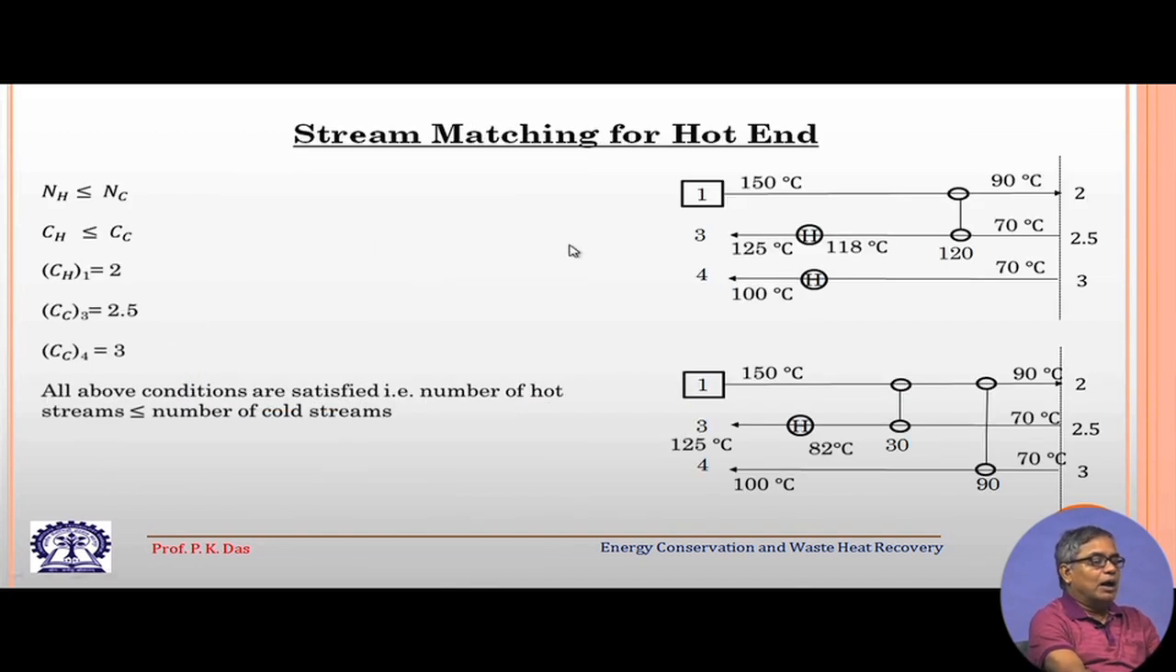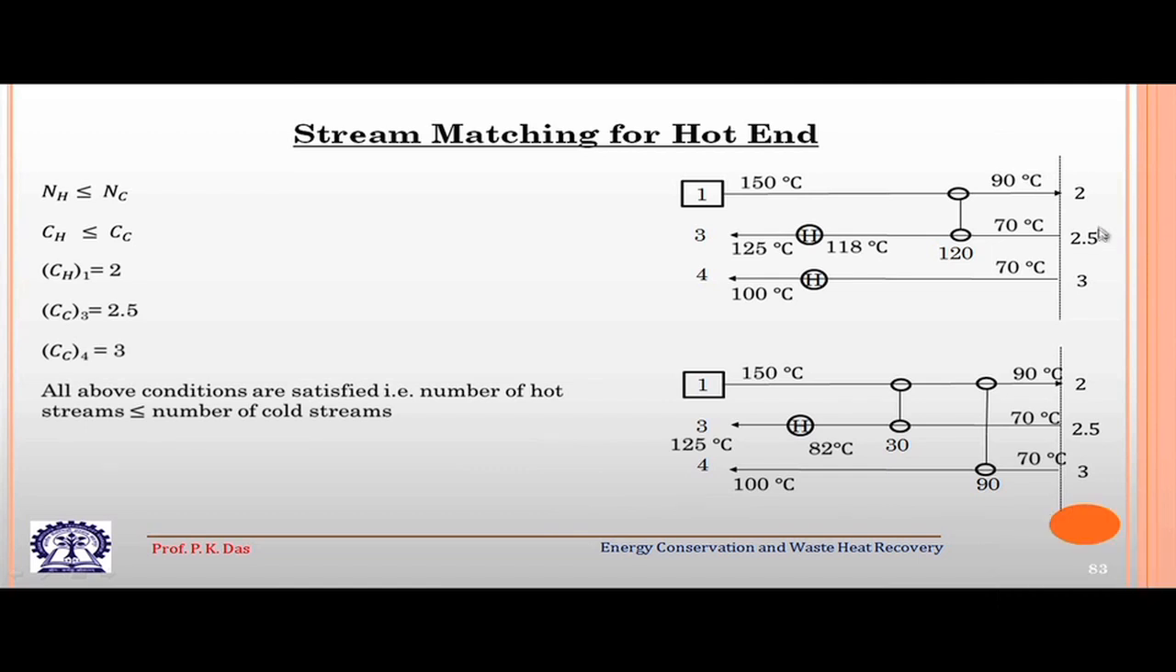So, this is the hot end. For the present problem at the hot end, there are three streams. One stream starts from 150 degrees Celsius and goes down to 90 degrees Celsius. Another, a cold stream, has its pinch point on the cold side at 70 degrees. So, one goes from 70 to 125 degrees Celsius, and another one is from 70 to 100 degrees Celsius. These are not the supply temperatures of the cold streams.